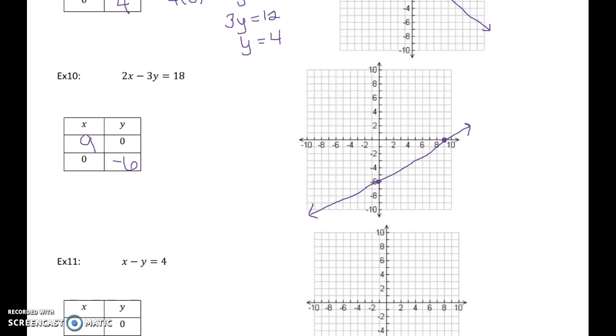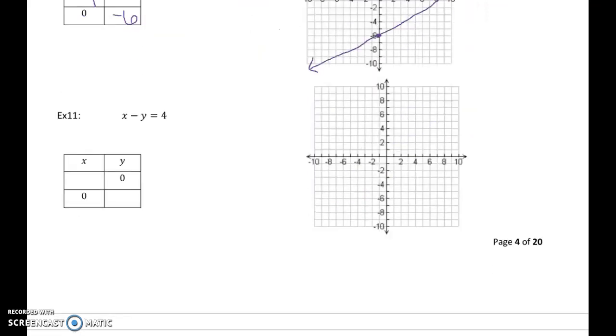All right, let's look at the last example here. If I plug in 0 for y, I get positive 4 for x. If I plug in 0 for x, I get negative 4 for y. Nice and simple. So we have 4, 0 for one intercept, 0, negative 4 for the other. So you have a straight edge, nice straight line through those 2 points to graph your line.